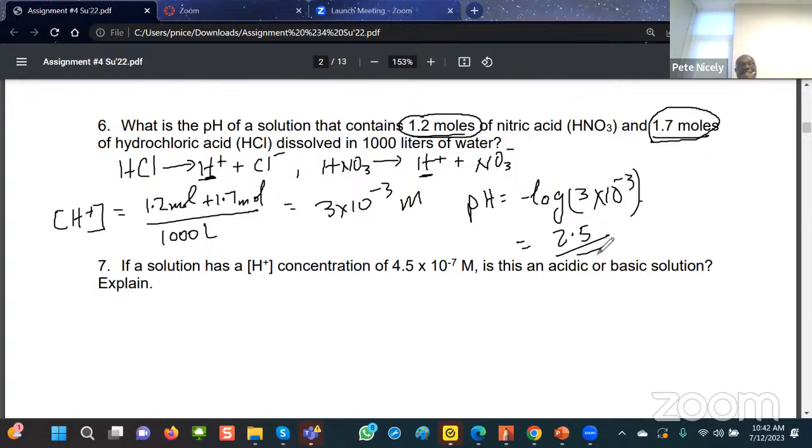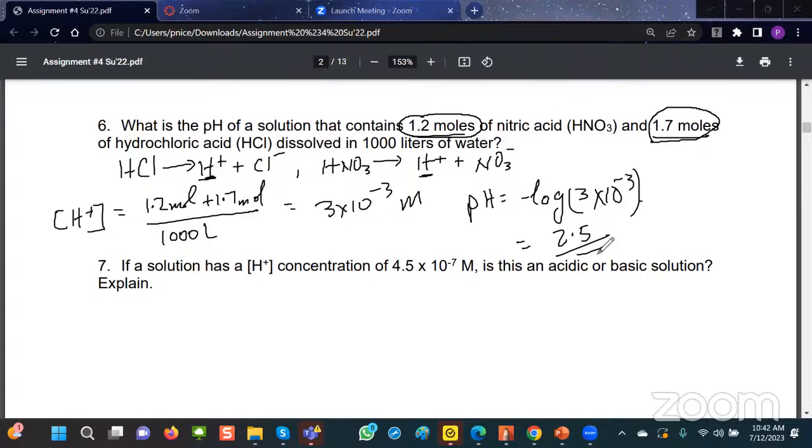Okay, any questions about this one? Any questions? Yeah, I had one question about it. For the other ones, you did the mole ratio as 1 to 1, but does this one not have 2 moles of H plus? No, okay, I understand what you're saying.